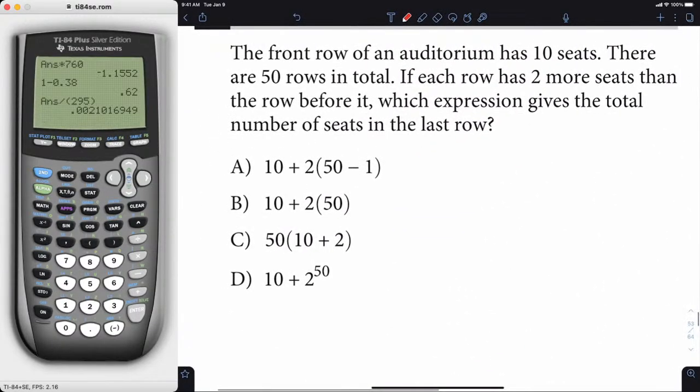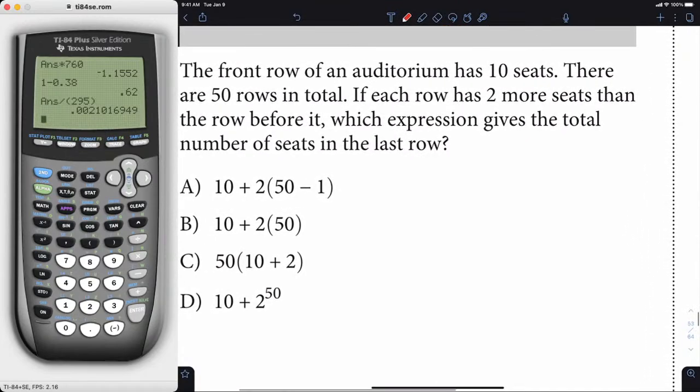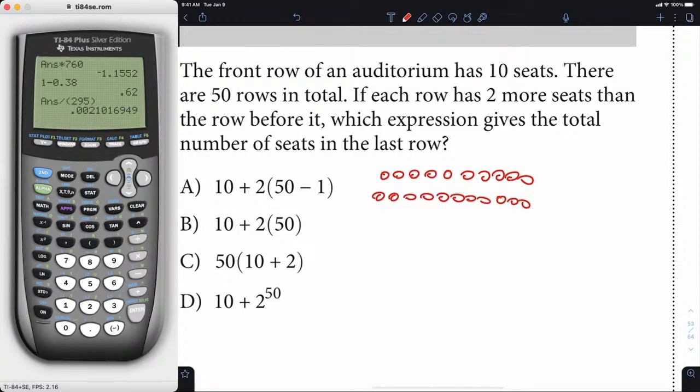The front row of an auditorium has 10 seats. There are 50 rows in total. If each row has 2 more seats than the row before it, which expression gives the total number of seats in the last row? Okay, so the first row has 10, then 12, and so on.